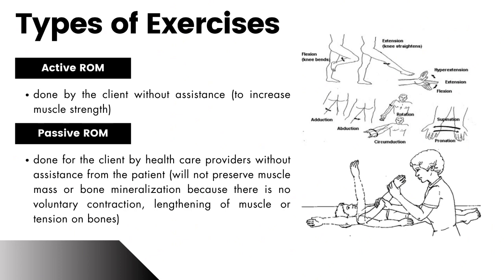Passive range of motion is done for the client by healthcare providers without assistance from the patient. It will not preserve muscle mass or bone mineralization because there is no voluntary contraction, lightening of muscle, or tension on bones. Examples include gently moving a patient's limbs through flexion, extension, abduction, adduction, and rotation.